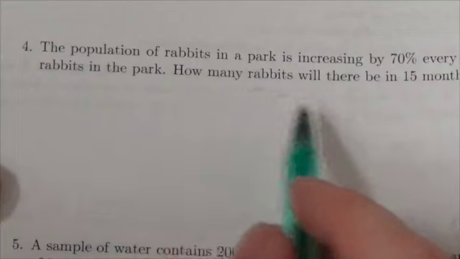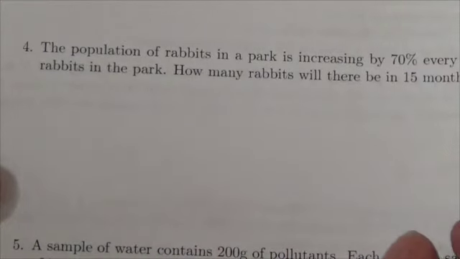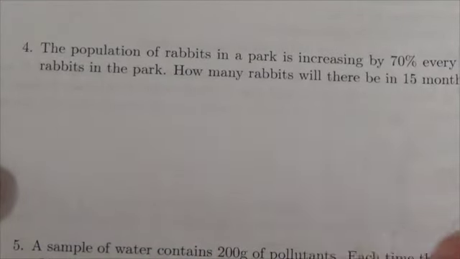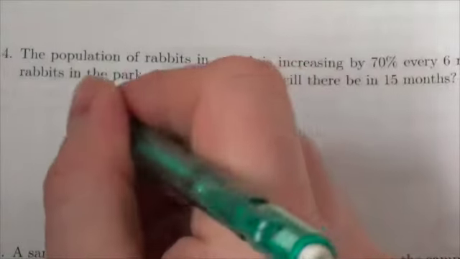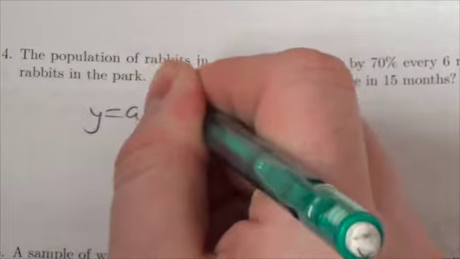The population of rabbits in a park is increasing at 70% every 6 months. Presently, there are 200 rabbits in the park. How many rabbits will there be at the end of 15 months? Okay, so we're going to use, obviously, this model right here, y = a(b)^(t/p).